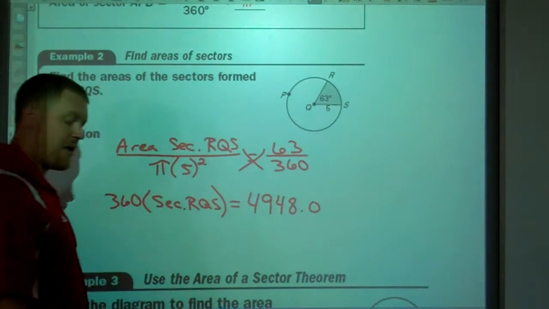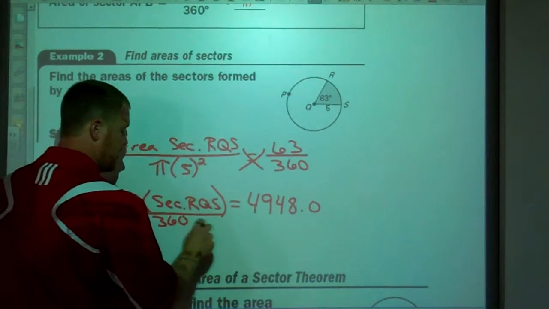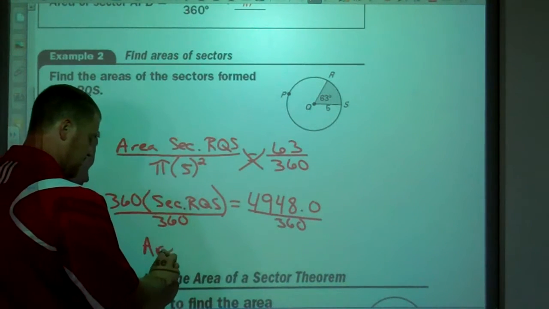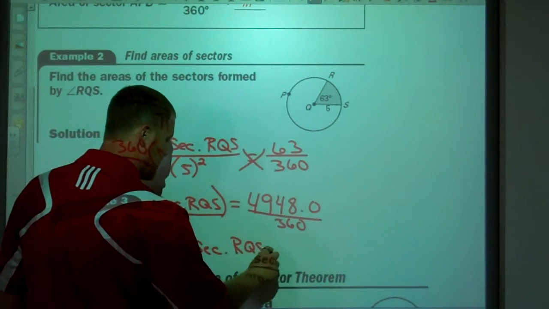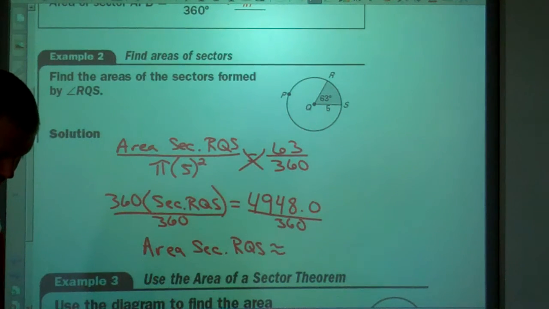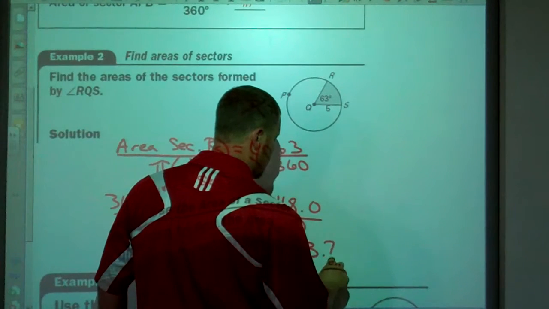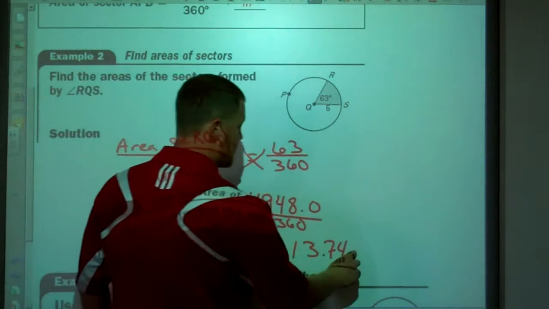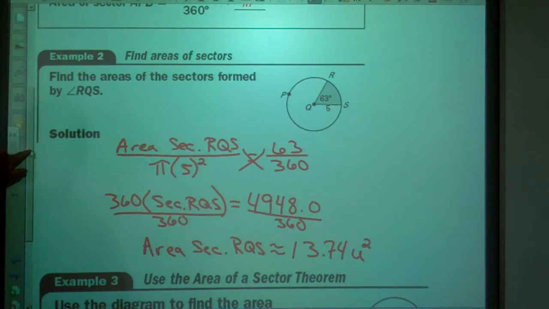4948.0. And again, I'm not erasing the number off my calculator. I'm leaving it on there. I'm going to divide by 360. So the area of sector RQS is going to be about, I divide this number by 360, and I get 13.74. And that's units squared. They're not giving us any units, so we use units squared.